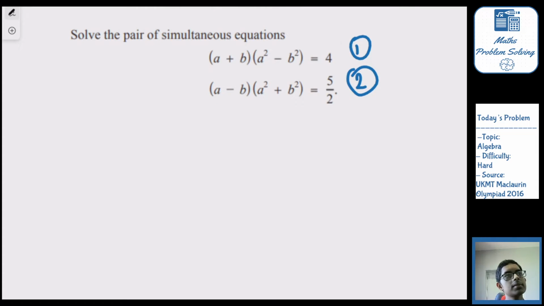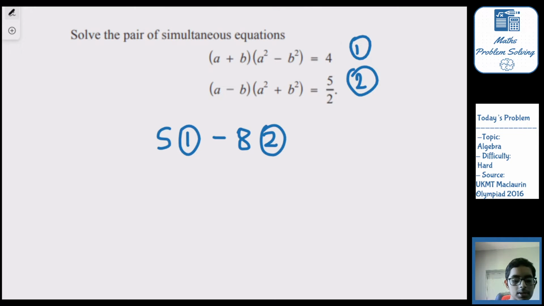One thing we should know about simultaneous equations is that we need to always set both equations in terms of each other. So we need a way in which this positive 4 can effectively equal this 2.5. If it isn't clear, I'll just write this: 5 times equation 1 minus 8 times equation 2. The reason we're doing this is because 5 times 4 is 20, and 8 times 5 divided by 2 is also 20.